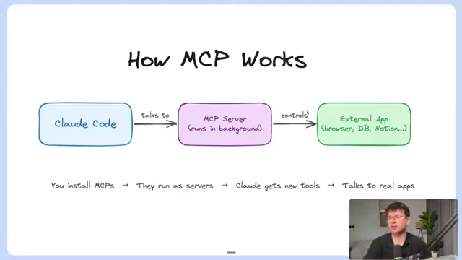Whatever that may be. And it makes it so much faster for us to be able to use the software, because it is trained on how it should talk to the API documentation. And the API documentation is essentially the documentation which shows how you can actually automate something with the software. So you can install the MCPs, they run as servers, right? And Claude gets new tools and talks to real apps. So you basically don't have to configure things yourself.